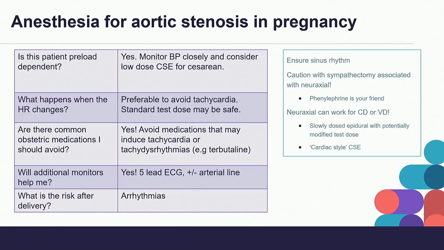Will additional monitors help me, or am I just going to put monitors on this patient to make myself feel better? For this patient, yes, they should have 5-lead ECGs even during labor, which is not a low bar for me because that's really annoying for people to have on during labor. I don't want to do it unless I think it'll actually clinically help me. And then maybe they need an arterial line based on the severity of their disease. They may develop arrhythmias after delivery. That's one of the most common things that we see.